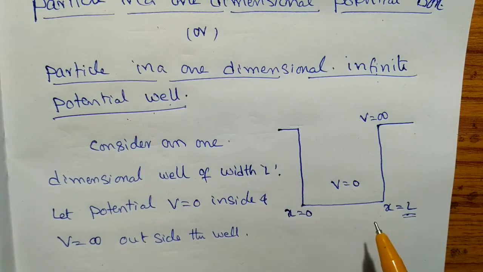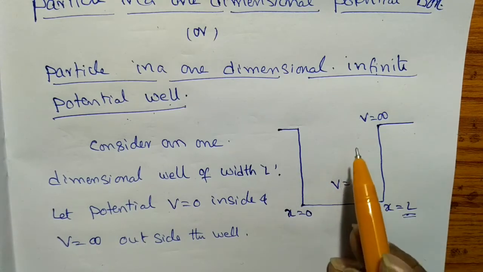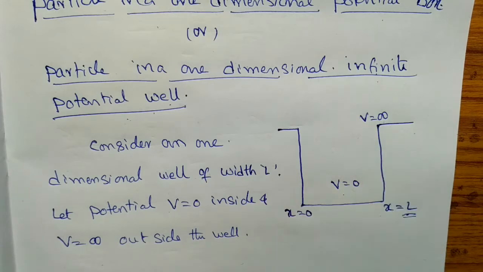Let us consider a one-dimensional potential box of width L. This width is L, and the potential inside the potential box is 0 and outside the potential box is infinity.